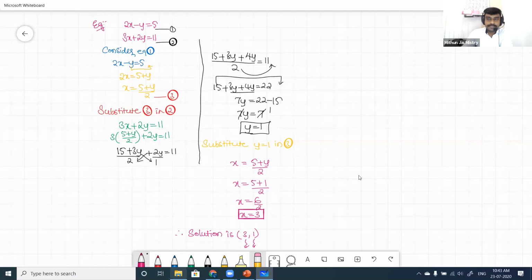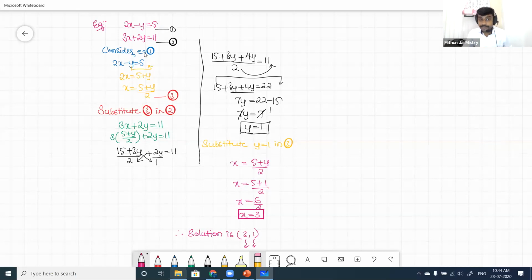So children, let me do some more clarification. Here I considered equation 1. Is it compulsory that we always consider equation 1? No, it's not like that. You can even start with equation 2. You can make x the subject or y the subject. That's also an option for you.